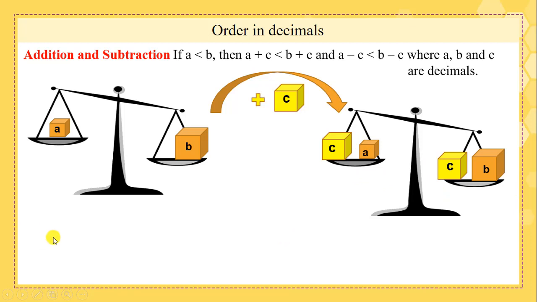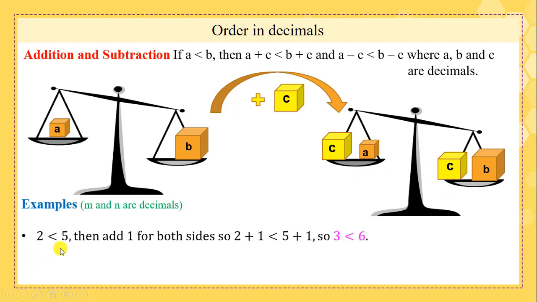For example, 2 less than 5. Then if we add 1 for 2 and for 5, we will have 2 plus 1 and 5 plus 1. But due to our rule, 2 plus 1 will stay less than 5 plus 1. Another example, if m less than n and we subtract 2 from both sides, we will stay having m minus 2 less than n minus 2.